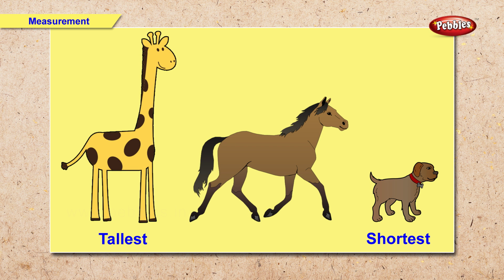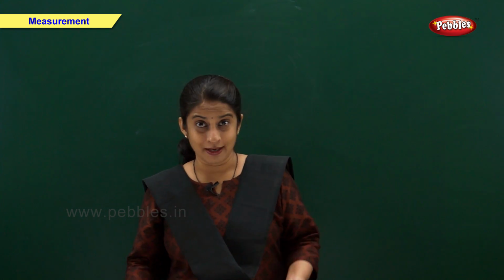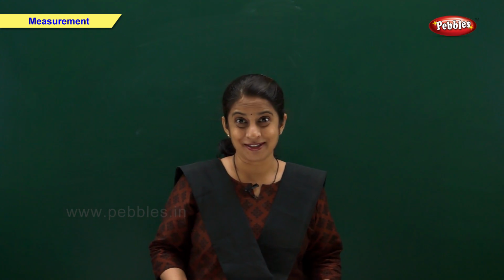And now we have a giraffe, a horse and a dog. So which is the tallest animal? Right, giraffe is the tallest animal. And the shortest animal? Right, dog is the shortest animal. Now let us see tallest and shortest.